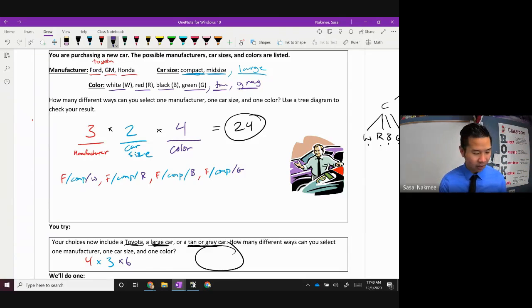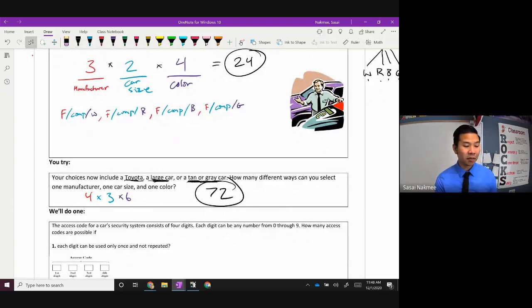And Michael's typing in that he got 72. I'm going to go ahead and trust you on that: 4 times 3 is 12, 12 times 6 is 72. And I agree, 72 possible combinations. Meaning if you were to draw this out, the tree would have 72 different branches by the end of it. And notice how this one doesn't say to check your answer with the tree diagram. We're just going to be happy with that and leave it there.